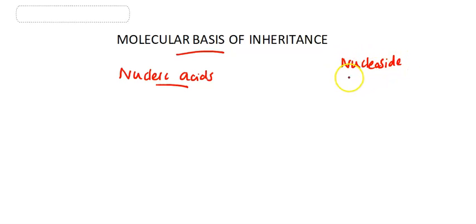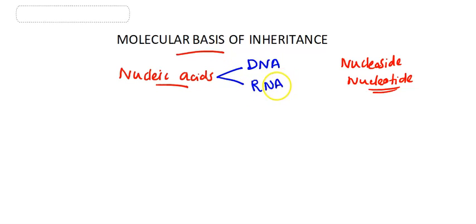Okay, nucleoside, nucleotide, etc. Okay, let me start. First of all, nucleic acids. We know that there are mainly two nucleic acids. One is DNA and the second one is RNA. DNA means deoxyribonucleic acid and RNA means ribonucleic acid. Okay, and both DNA and RNA are made up of polynucleotides.